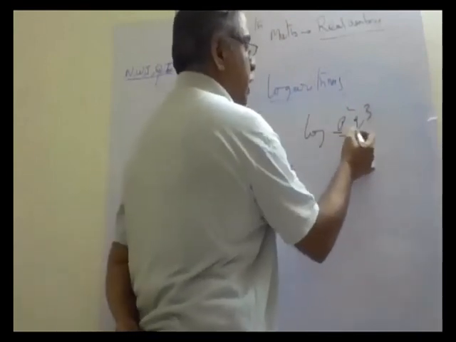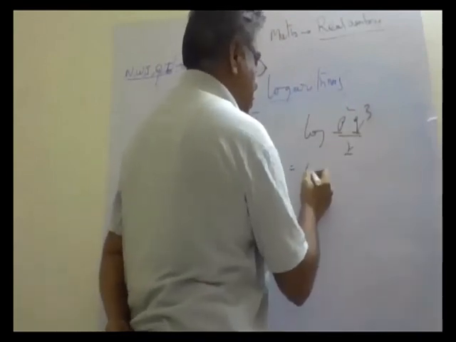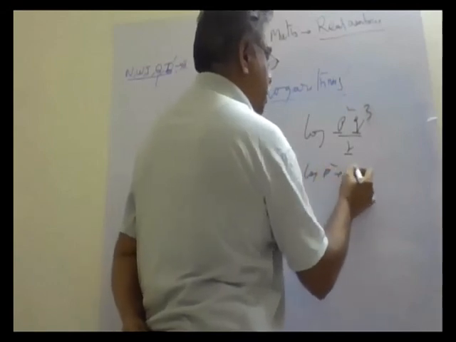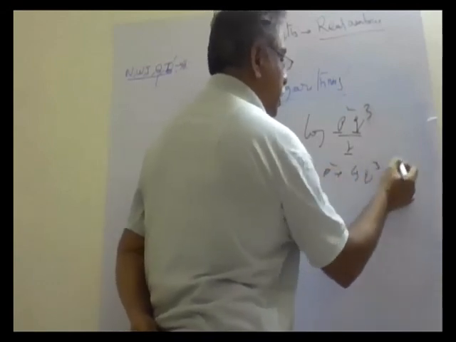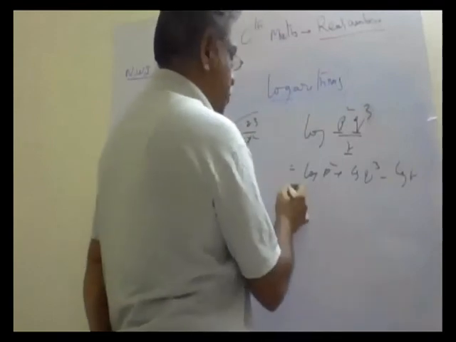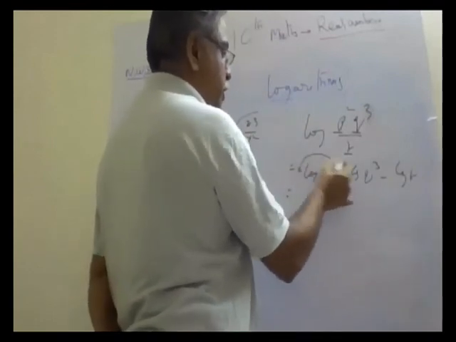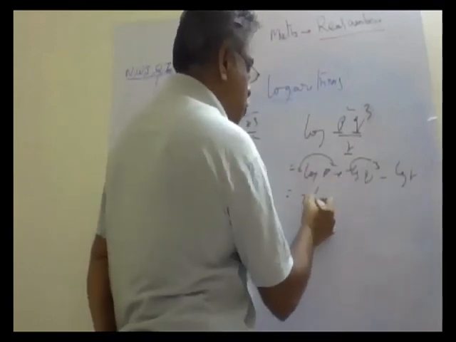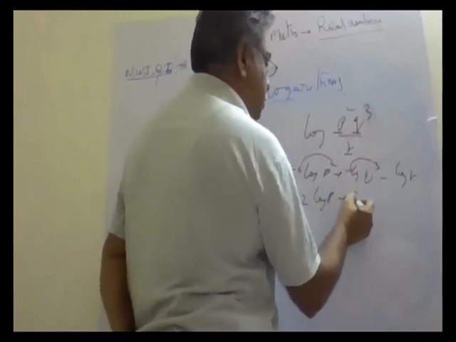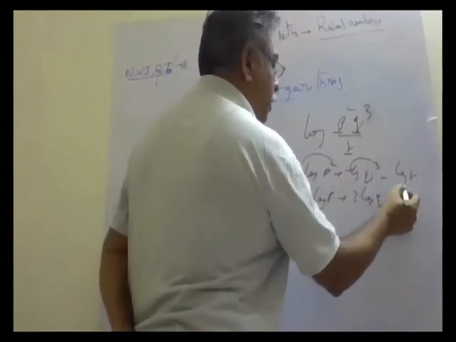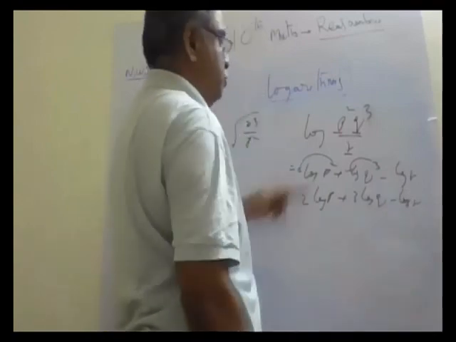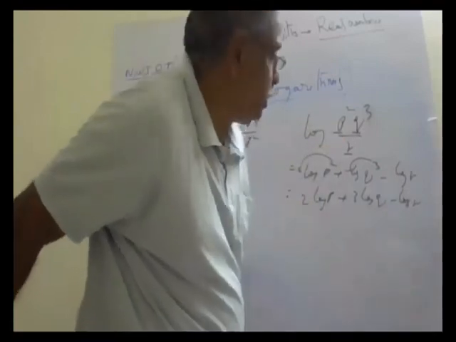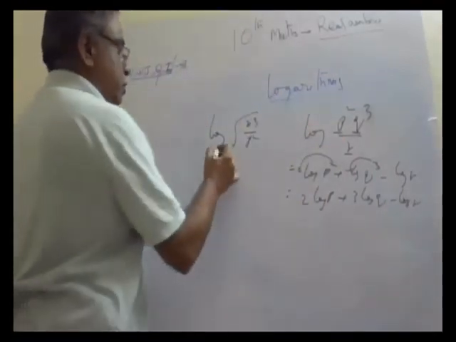Log a b by c means log a plus log b minus log c. So again, p square comes to here, 3 comes to here. So 2 log p plus 3 log q minus log r. This is the expansion form of log p square q cubed by r. Now you see this one.